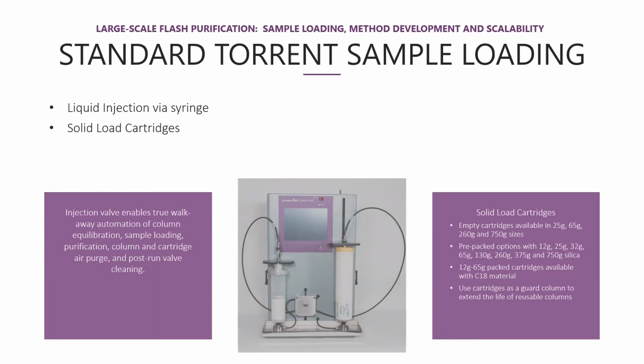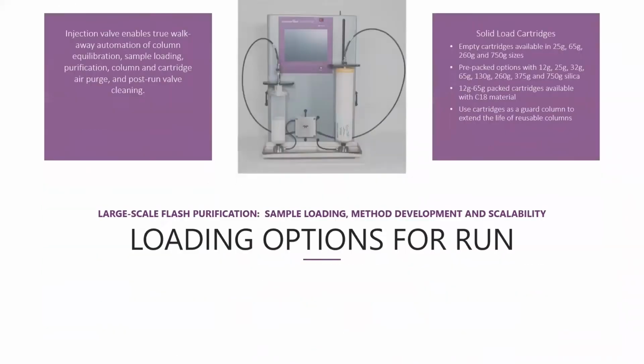The Torrent allows you to do sizes up to 750 grams of compound loaded onto a solid load cartridge. There's also pre-packed with C18 up to 65 grams there. The other thing you can use these guard columns for is to protect your large column investment. If you're using alternate stationary phases, you can use that cartridge as a guard column essentially, because it's absorbing all the stuff that would accumulate at the frit of your column.